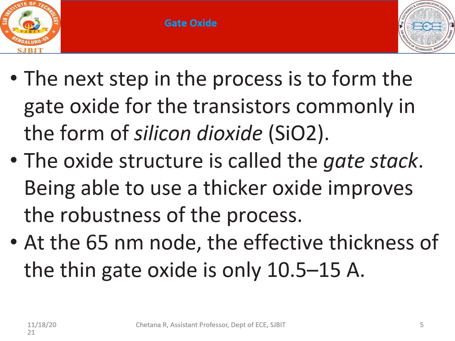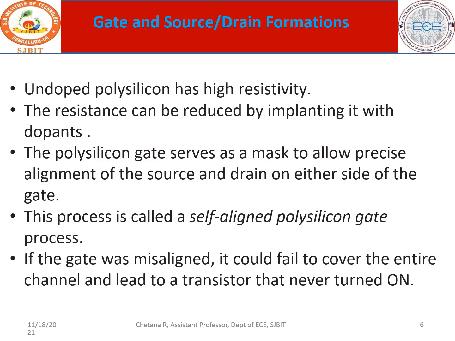So when we consider the 65 nanometer technology used for fabrication, the effective thickness of the thin gate oxide, what I said earlier was 0.1 micrometer, now has been changed in 65 nanometer to 10.5 to 15 angstrom units. So that is the thickness of the gate oxide, which is a very thin layer. Next, gate and source or drain formations. That is how we are able to get the three terminals.